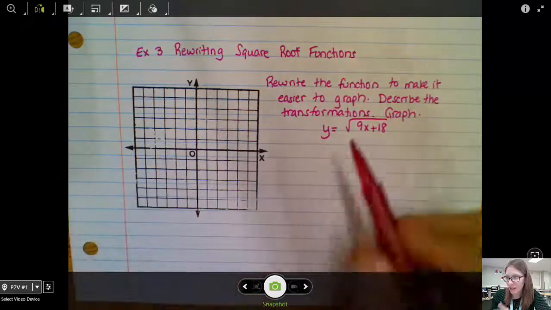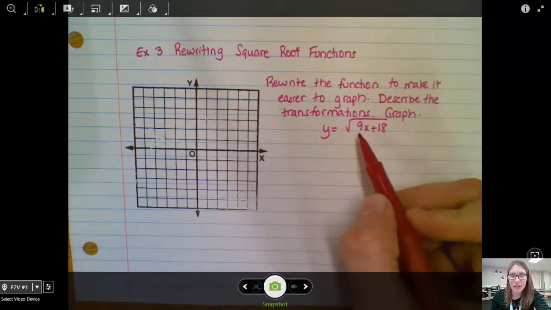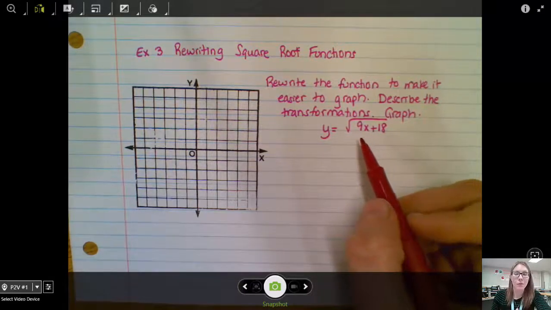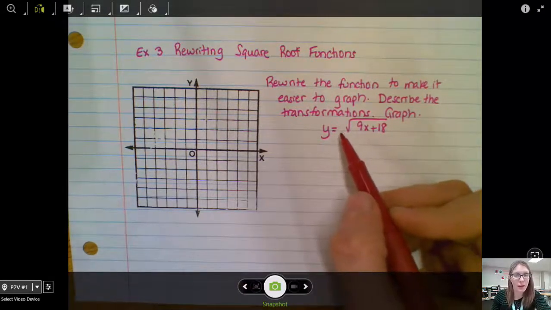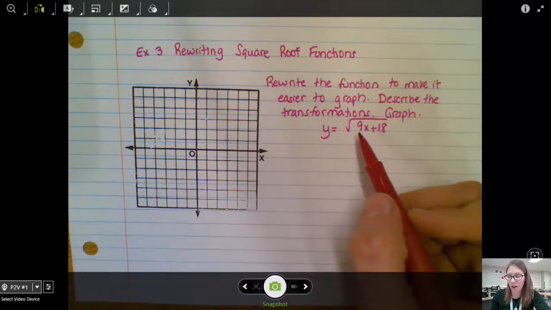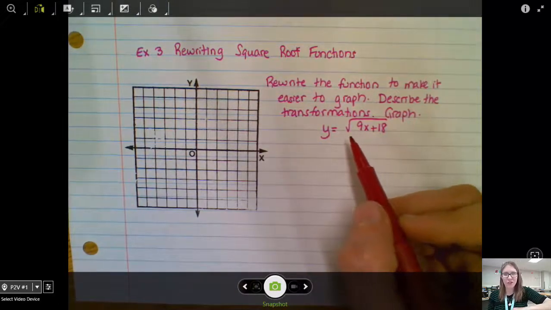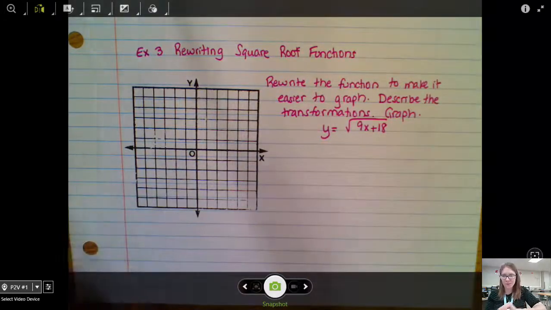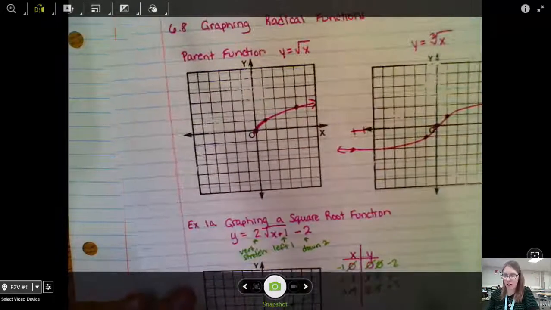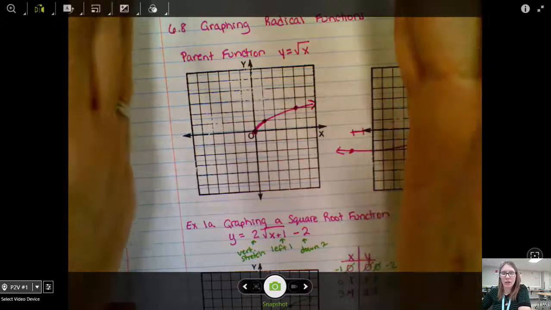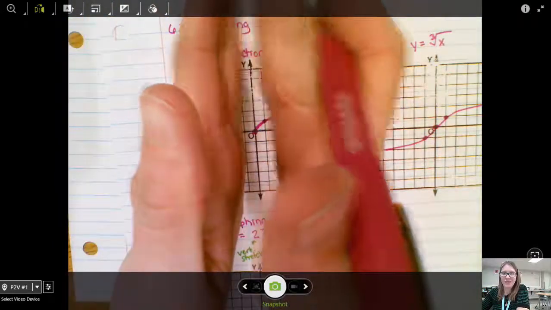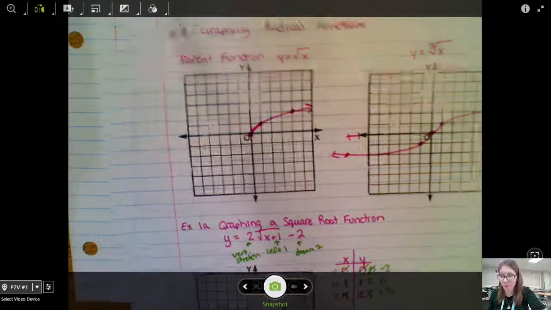Now we haven't really seen a coefficient in front of the x inside a function before. We've seen numbers on the outside, we haven't really seen numbers on the inside. What really happens here is that we have a horizontal shrink of 9. But if you imagine your square root parent function horizontally shrunk by 9, it's going to be really hard for us to graph.